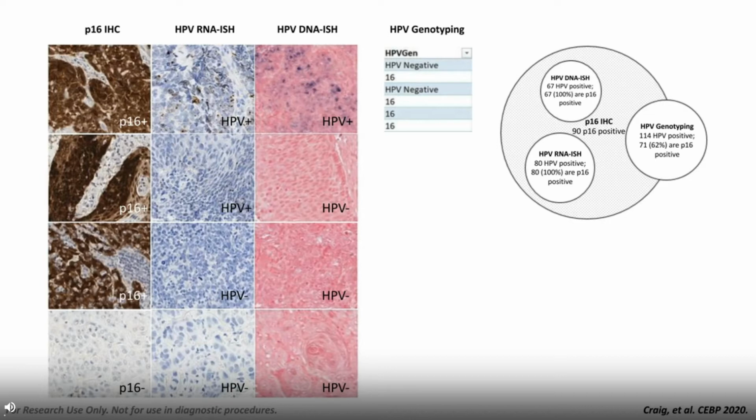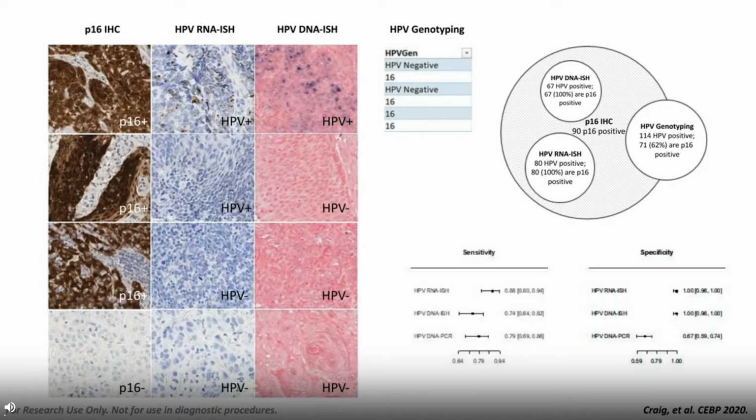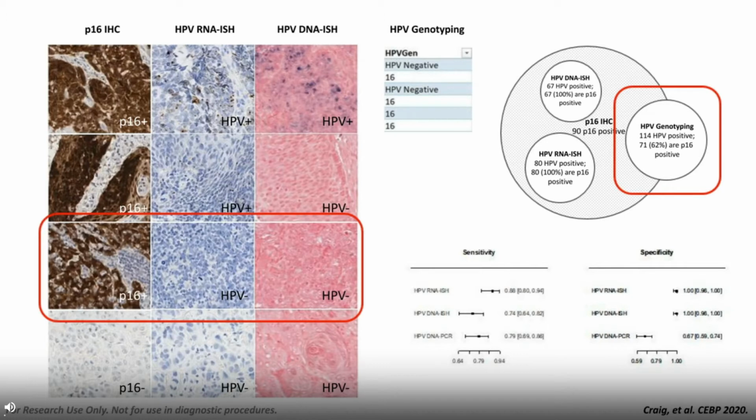When we looked at sensitivity and specificity of these tests against P16 staining, we found that all 3 tests, the DNA-ISH, RNA-ISH, and genotyping, were all equally sensitive, but the tissue-based tests were more specific than the DNA-based PCR. So we wanted to interrogate these a bit further to see, well, did these phenotypes, the P16 positive HPV negative phenotype, really exist? And does the P16 negative HPV positive genotype really exist?